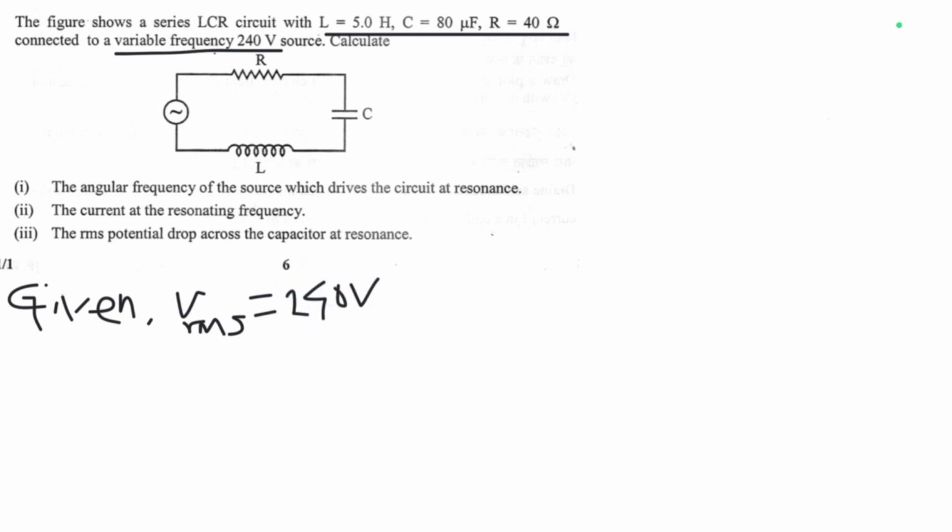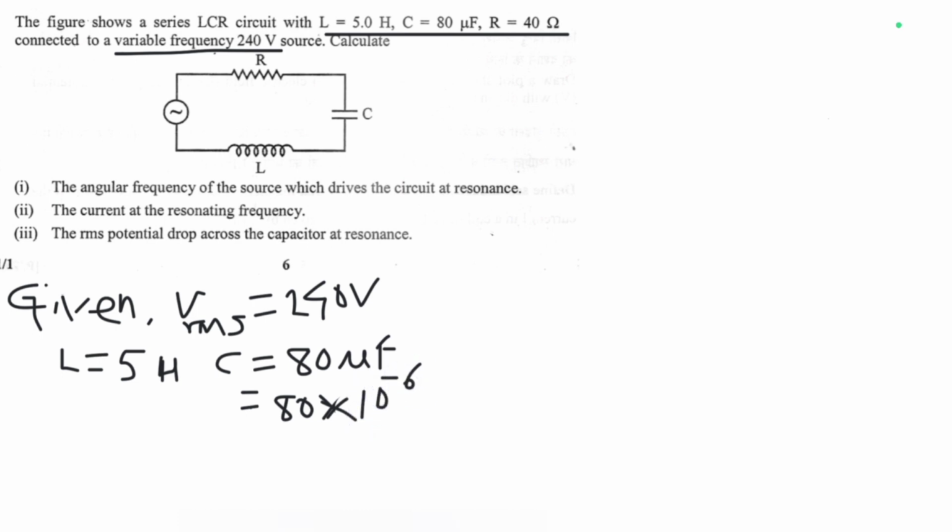Now I will see what is given again. The inductance is 5 henry. Now we have to mention all the quantities in SI units. So it is 80 microfarad, which we can write as 80 multiplied by 10 to the power minus 6 farad. Clear. And now I will take the resistance, which is equal to 40 ohm. Now we are going to see the solution.